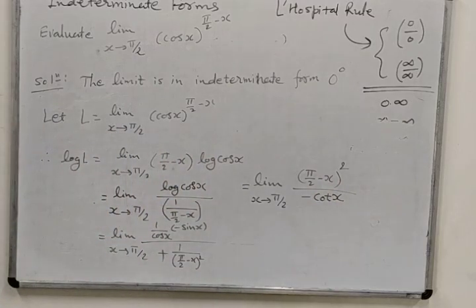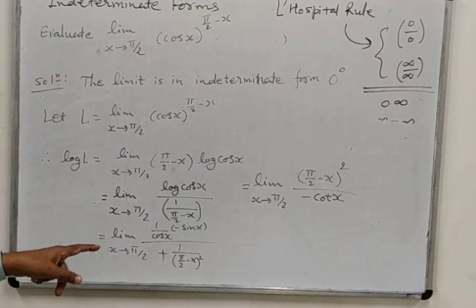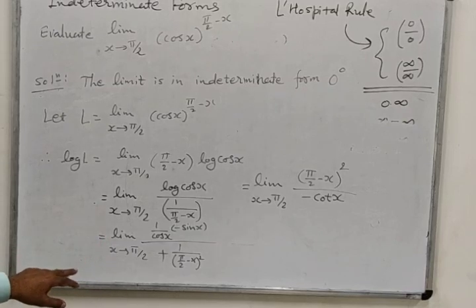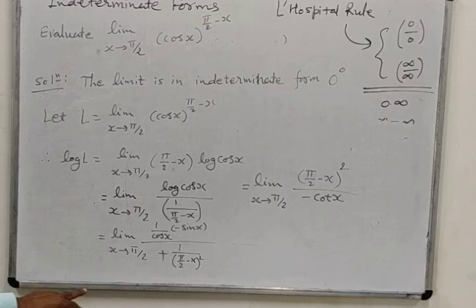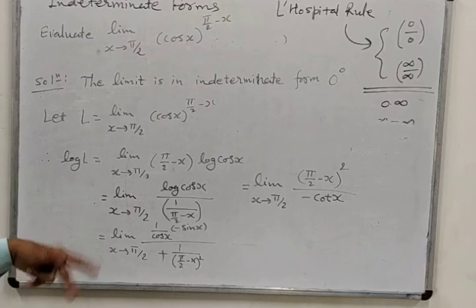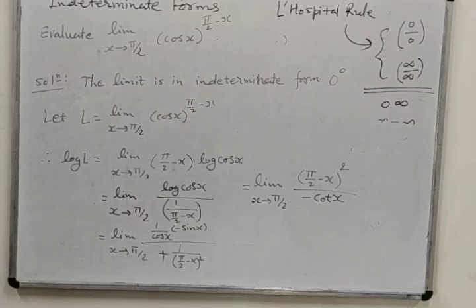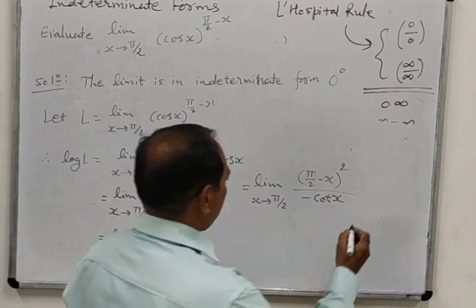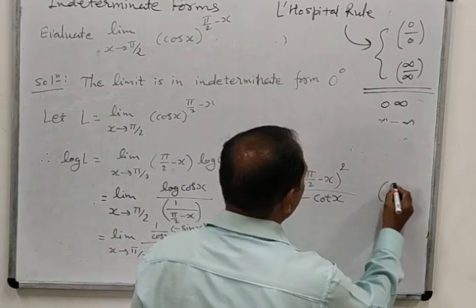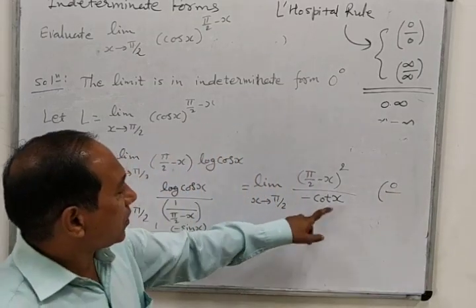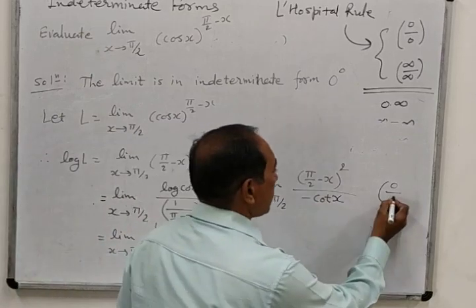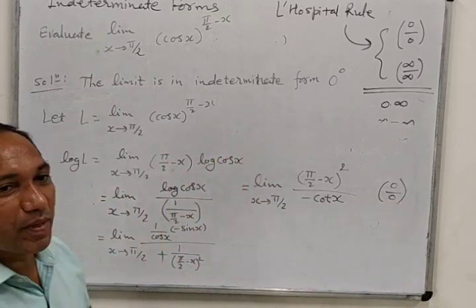Are you understanding this one? Just understand this step. The denominator 1 upon (pi by 2 minus x) whole square, this (pi by 2 minus x) whole square we have taken in the numerator, and there we have written minus cot x. Now let us check this form. Pi by 2 minus pi by 2 is 0, and cot pi by 2 is also 0, because it is cos upon sine, so cos pi by 2 is 0.